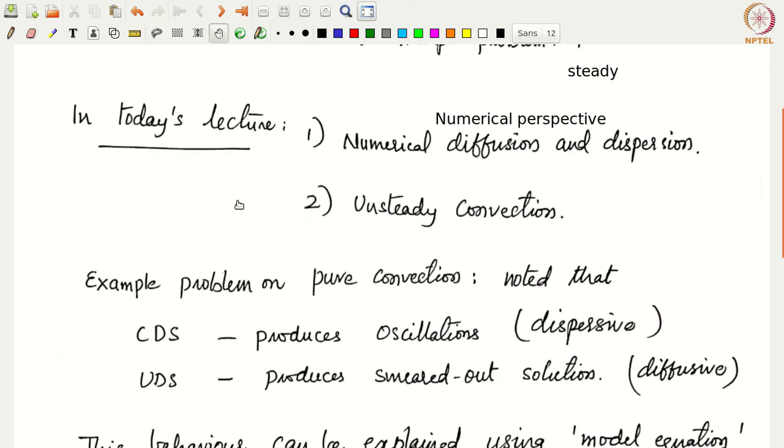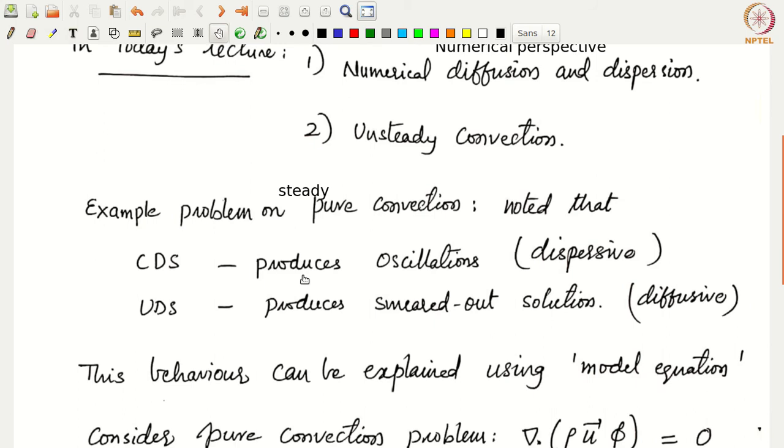Essentially, the example problem on pure convection, right? This was what we studied in the last class, the example problem on steady pure convection. We noted that the central difference scheme produced oscillations, which we called a dispersive scheme, and the upwind difference scheme produced a diffusive solution, right? It kind of smeared out the sharp peaks that we have in the solution. Okay, so that's what we noted.